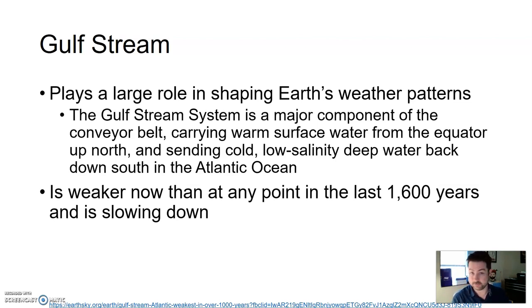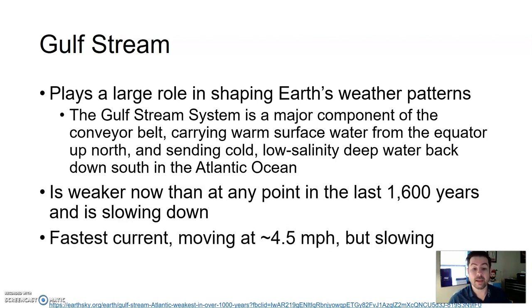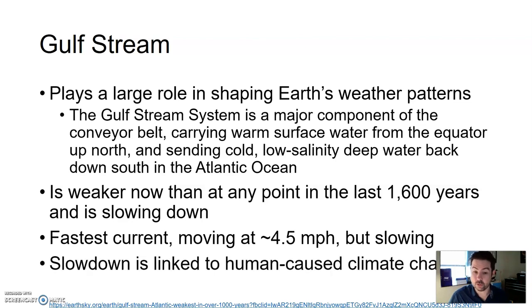Unfortunately, the Gulf Stream as a current is weaker now than at any point in the last 1,600 years, and it's slowing down. It's still the fastest moving current at about 4.5 miles per hour, but again, it's slowing. Why is it slowing? Just like all other issues, human-caused climate change. We are doing some nasty stuff to the planet. Climate change isn't just, oh, it's getting warmer. Everything is connected. The atmosphere is connected to the ocean, which is connected to land. I hope you're starting to see that in this class, the connectedness of all of these things.